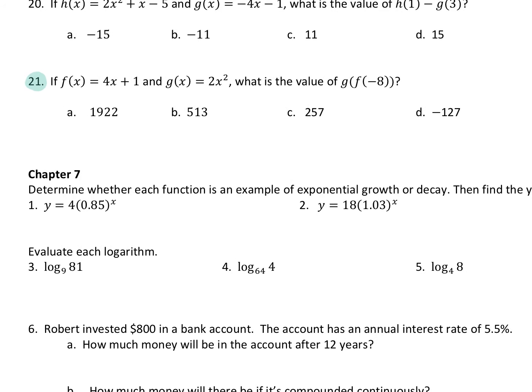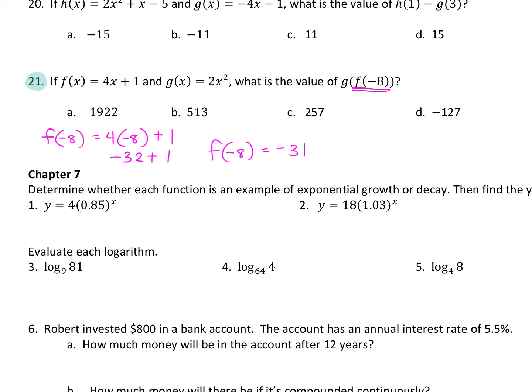Number 21 says if f of x is 4x plus 1 and g of x is 2x squared, what is the value of g of f of negative 8? So we're going to start with f of negative 8, which is 4 times negative 8 plus 1. So that's negative 32 plus 1. So f of negative 8 is negative 31. Okay?